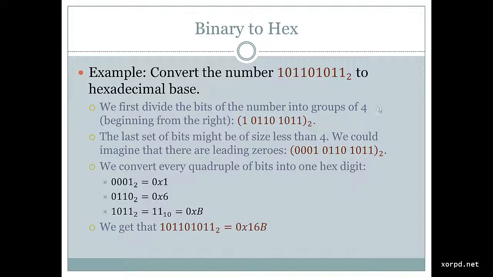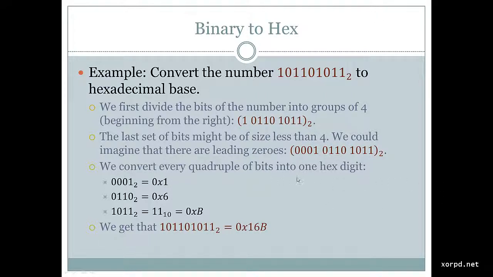So what's the point? The original number, when divided into groups of 4, doesn't look so nice, mostly because of the last group, which consists of only 1 bit, and we want everything to be groups of 4. So we can just put in zeros at the beginning of the number, and now all the groups we have are of size 4, which is nicer. Now we can convert every quadruple of bits into 1 hex digit.